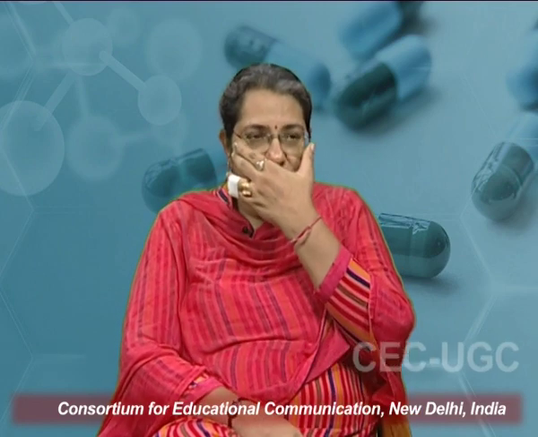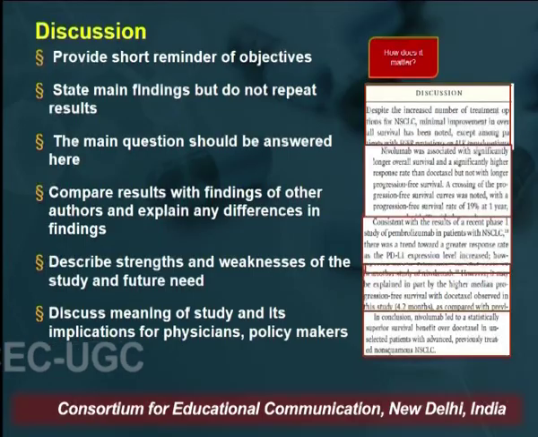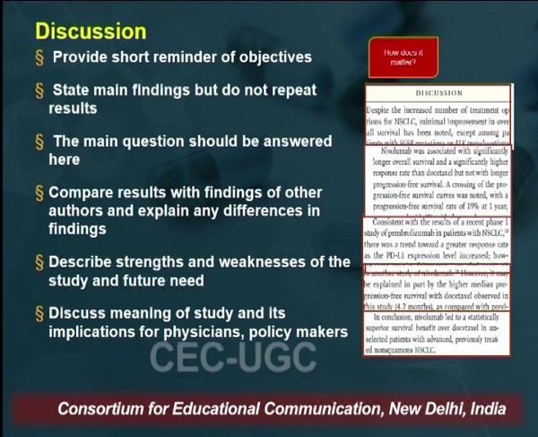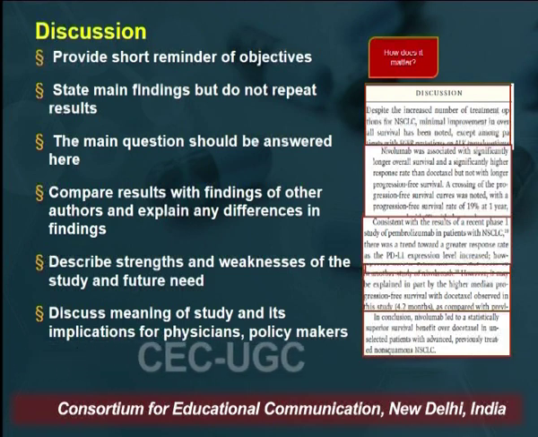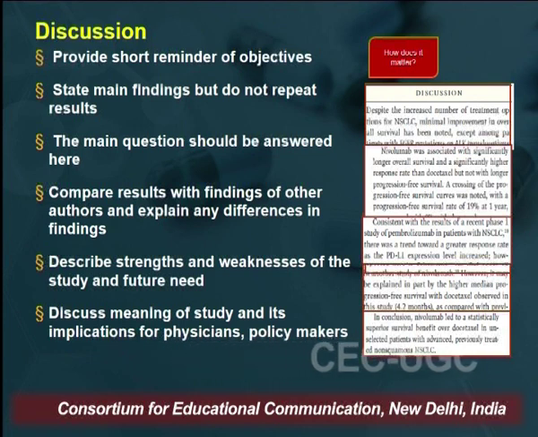So, what are the key points that you have to follow while writing the discussion section? First, provide a short reminder of objectives. This is the sequence in which we actually go about the discussion section, where the first and foremost point is that you write about the objectives. You will just give a brief of your objectives. You will not provide much detail, but just a brief introduction of your study objectives in one or two statements at the maximum.